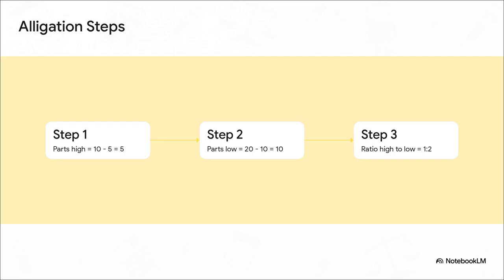Step 2, subtract the desired from the high to find the parts of the low strength. 20 minus 10 is 10 parts of the 5%. Finally, step 3, your ratio of high to low is 5 to 10, which beautifully simplifies down to 1 to 2. It's a foolproof little matrix once you get the hang of it.